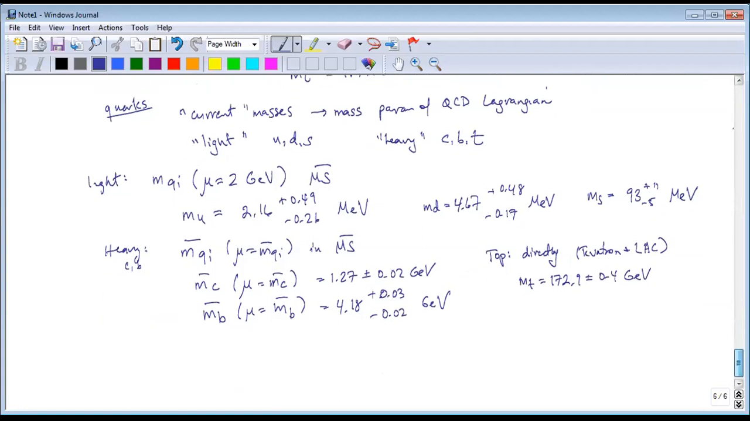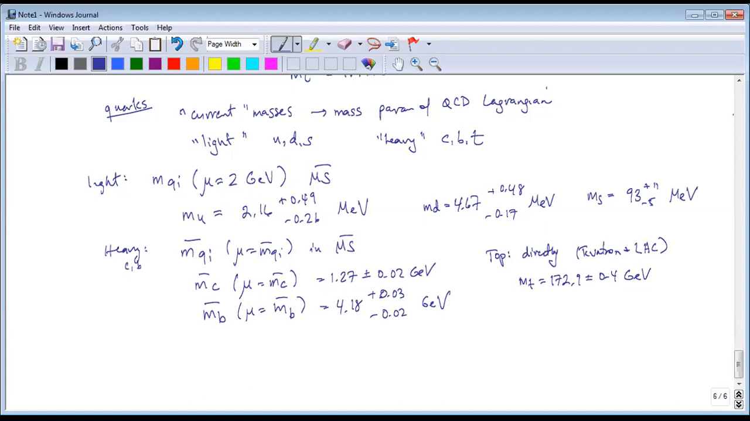So what we see is this incredibly hierarchical structure. Basically, we have a very light first generation, a medium range second, and a much heavier third generation. And if you plot them out on the log scale, you see relatively equal spacing. You see larger splittings in the up-type quarks and the down-type quarks than with the leptons.